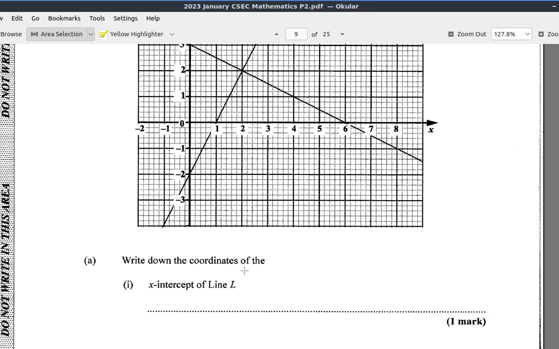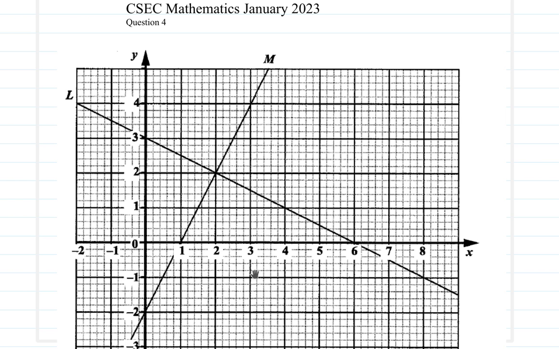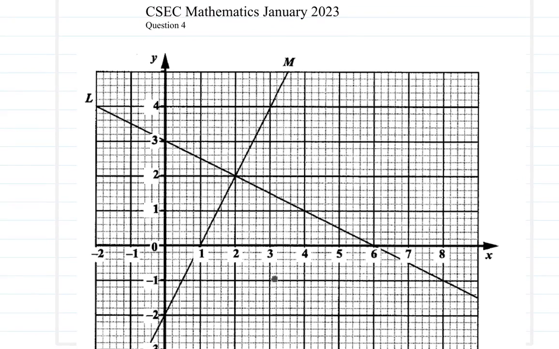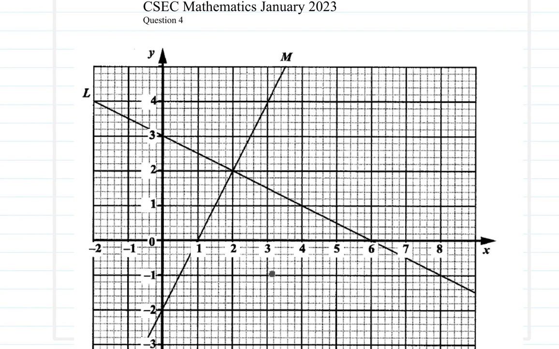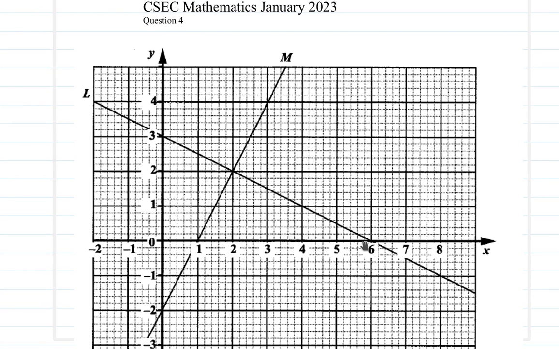But anyway, let's see. The x-intercept of line L. Now remember to pause the video at each stage and try the questions. Intercept means where they meet. The x-intercept is wherever the x-axis and the line meet up. So where do they meet?